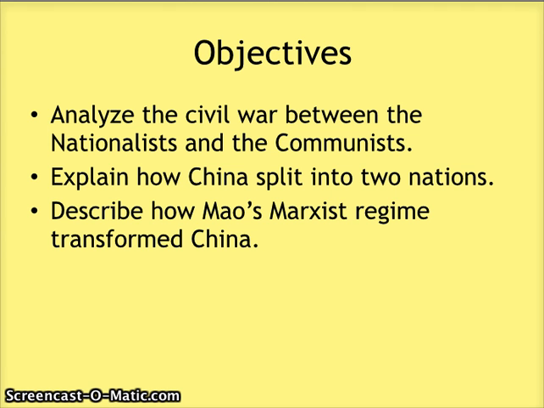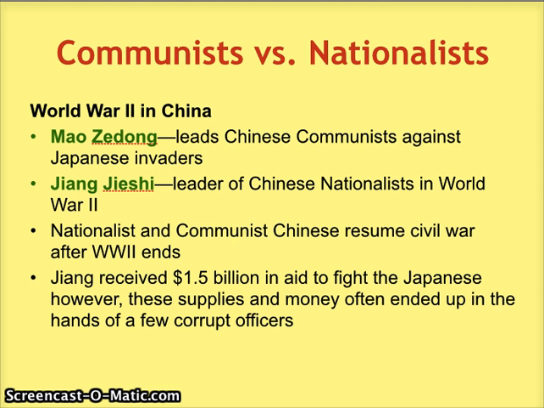So now we're seeing that between the battle of the nationalists and the communists, the communists end up winning. During World War II, we have the two parties, nationalists and communists, coming together to make sure they kick Japan out. To be clear, Mao is the leader of the Chinese communists against Japanese invaders, and Jiang Jieshi, or Chiang Kai-shek, is known as the leader of the Chinese nationalists in World War II.